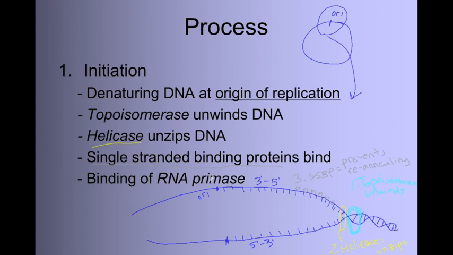And then our key initiation event would be the binding of an RNA primer with this key enzyme called RNA primase. Some people call it a DNA primase, but we're going to keep it with this terminology, which is how I learned it. So the binding of an RNA primer using an RNA primase enzyme.